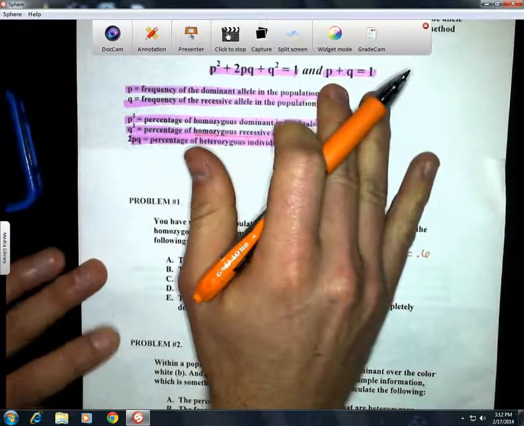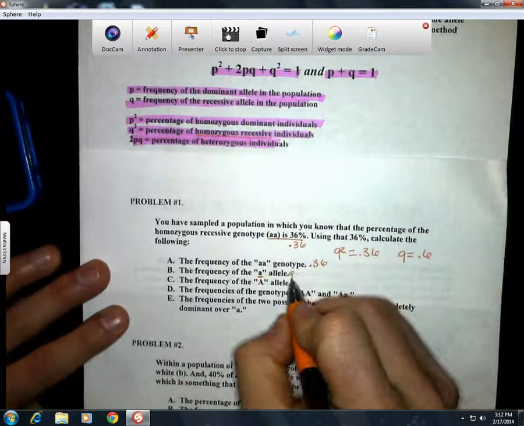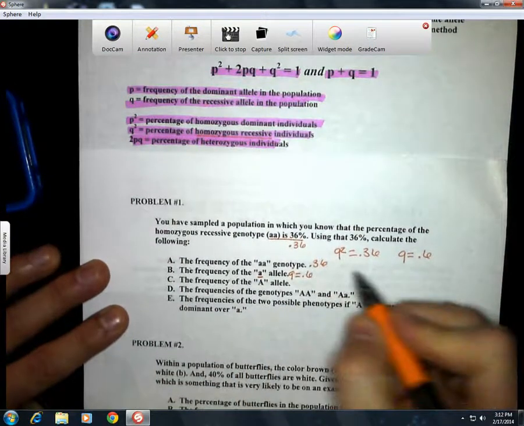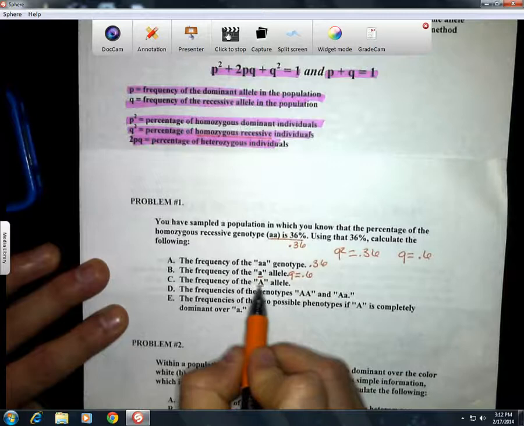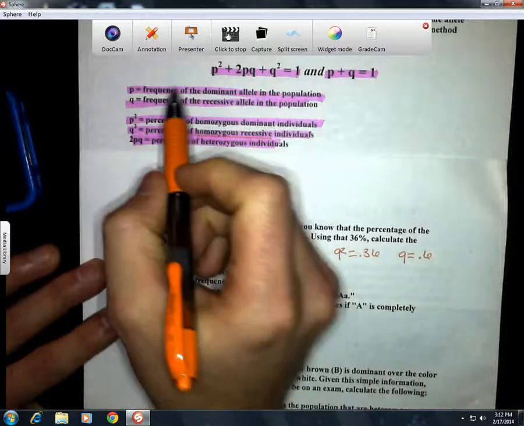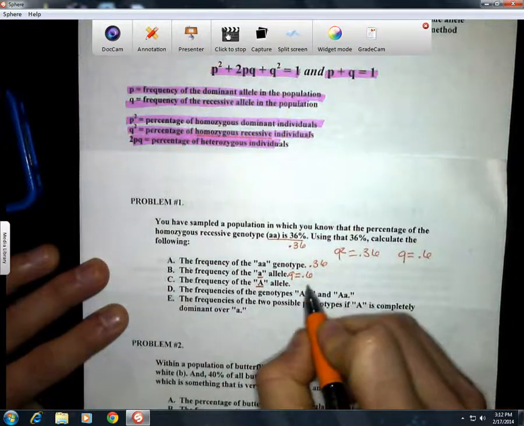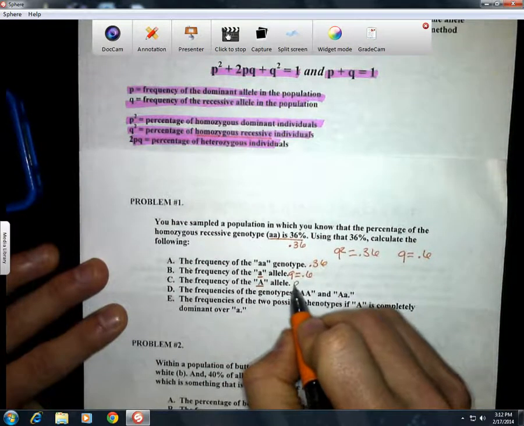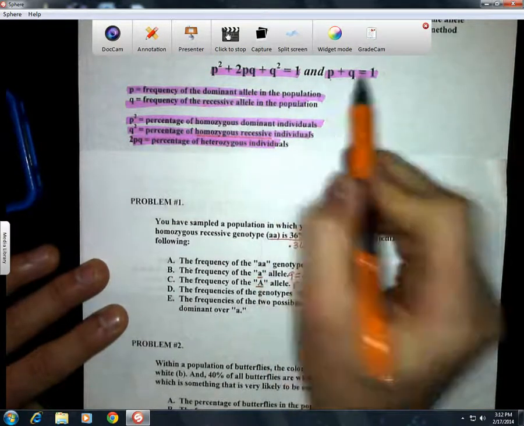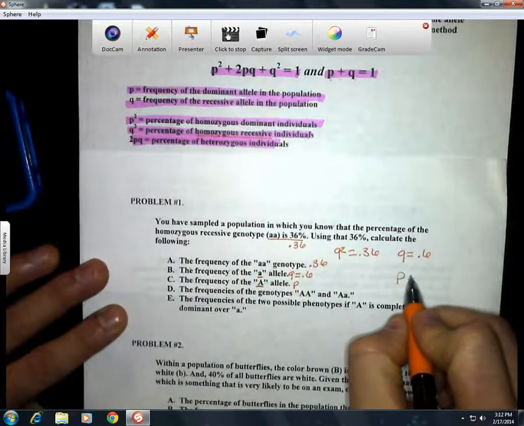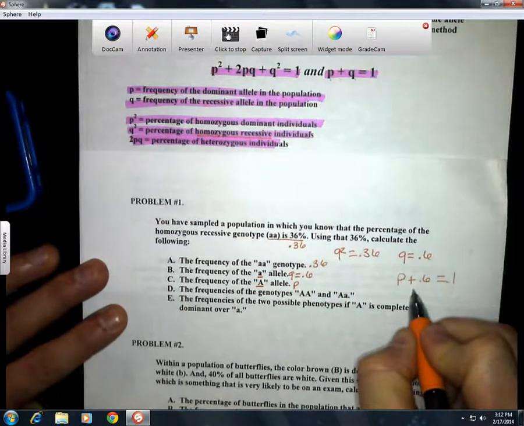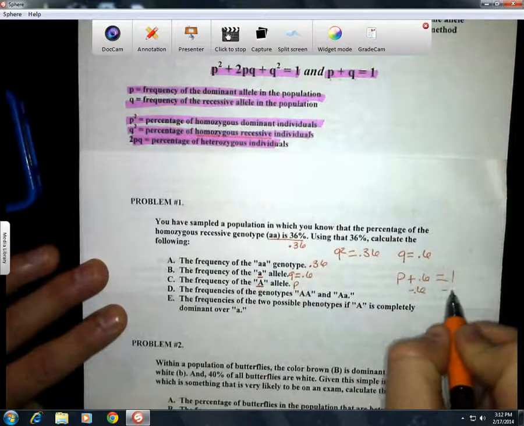So q equals 0.6. Now, they need to know the frequency of the large A allele. So you come up here, the frequency of the dominant allele, or the large A in this case, is p. And we know that p plus q equals 1. So p plus 0.6 equals 1, so you subtract 0.6 from both sides. p equals 0.4.